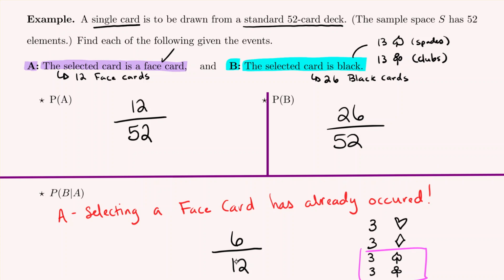So that's our probability of B given A. We've been told that we drew a face card, so we resize our sets to only the face cards. And of those, how many ways could we have drawn a black card?